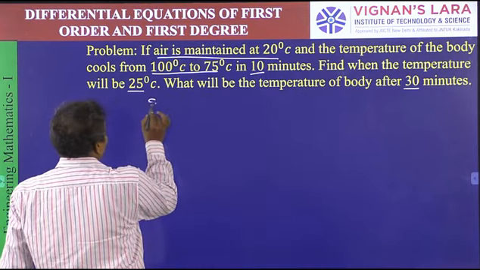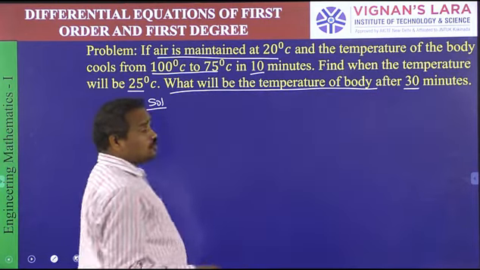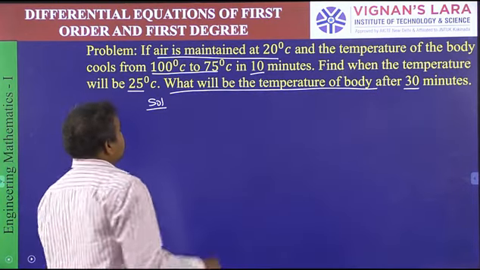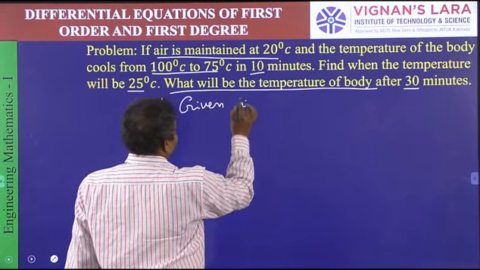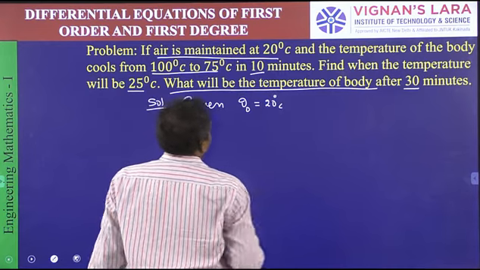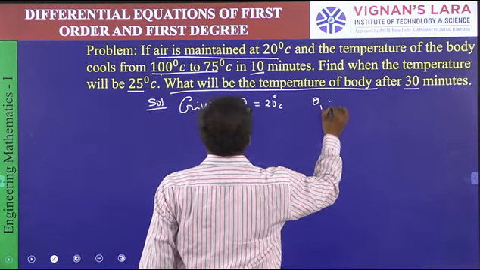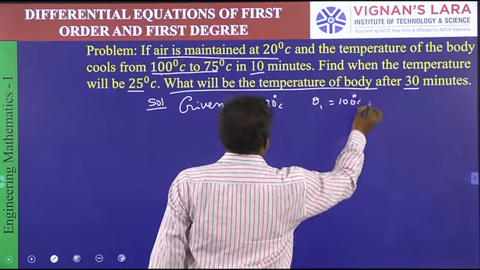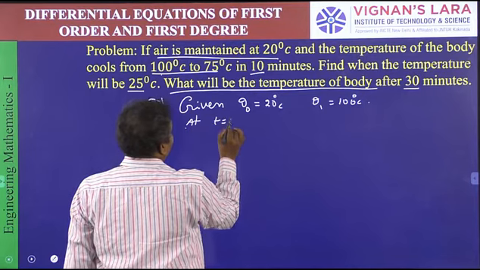So first I will calculate the second part. Next I will go through the first part. So first write the given data. Air is maintained, air temperature is theta naught. Initial temperature, initial value theta 1. Condition at t is equal to 10 minutes.